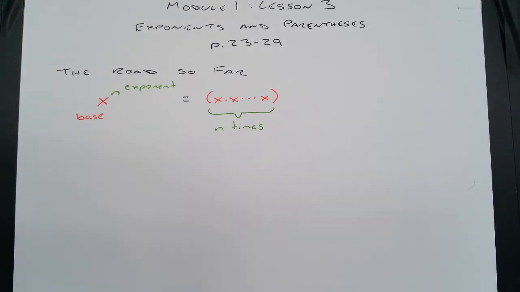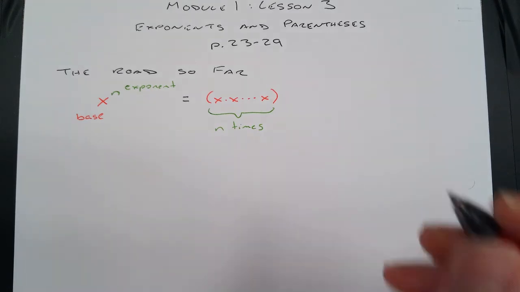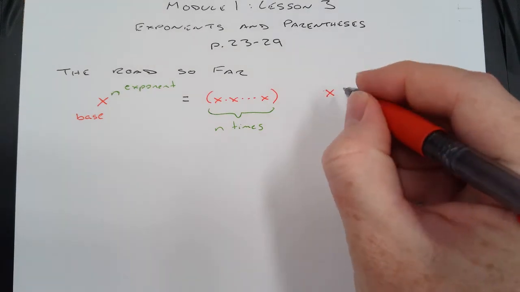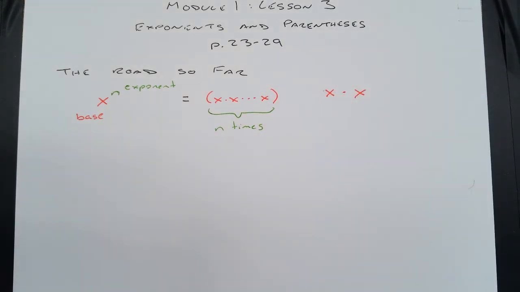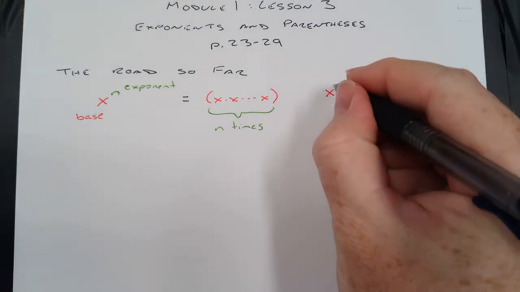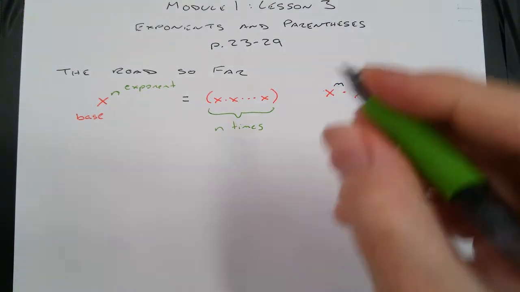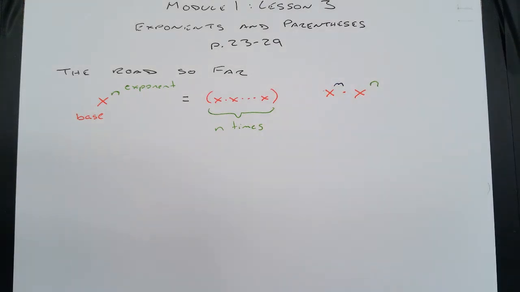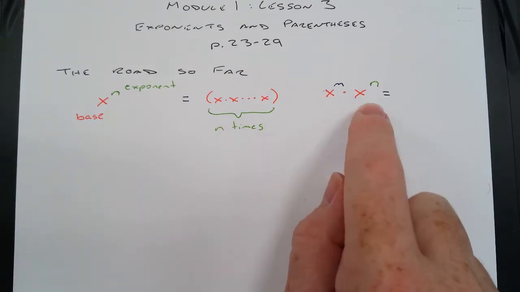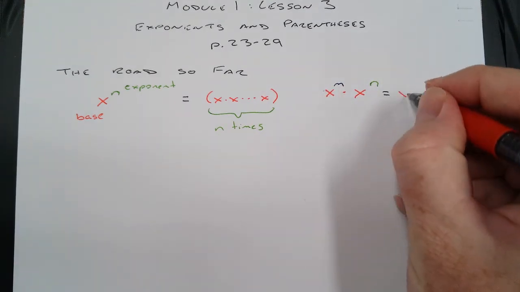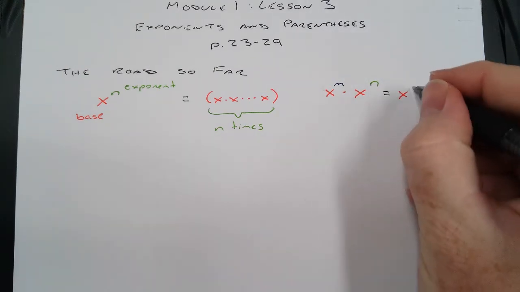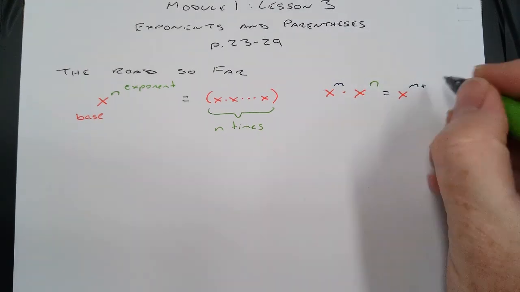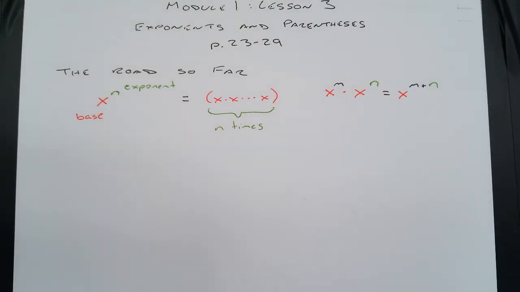In lesson 2, we learned 2 rules. First rule was about when we have 2 of the same bases multiplied with different exponents. So we have x to the m and we have x to the n. And when we multiply the same base, remember the base has to be the same, we get x to the m plus n. Multiplying the same base means we add the exponents.